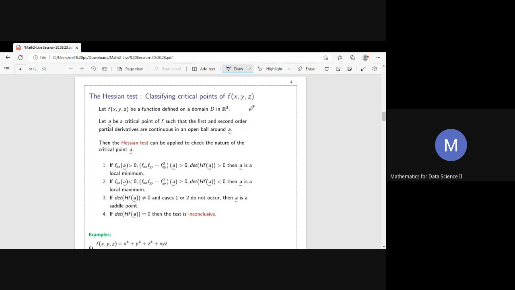Here, first of all, what is your Hessian matrix? Your Hessian matrix is fxx, fxy, fxz, and here also fxy, fyy, fyz. Here fxz, fyz, and fzz. Again a symmetric matrix. So now for the symmetric matrix, again you are considering whether the determinant is positive or not. If the determinant is positive or negative, in that case you will have a local minimum or local maximum.